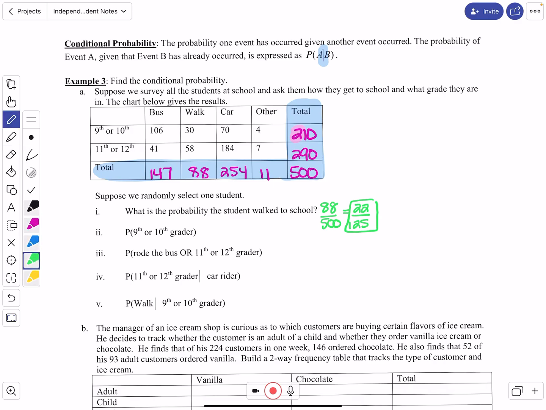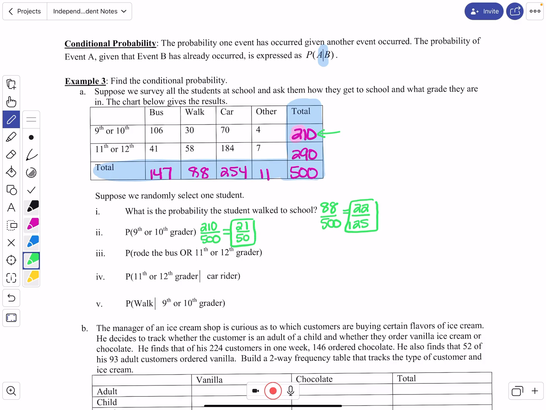All right, next one, the probability that they're a 9th or a 10th grader. So you look at the grand total. That's going to be right here, 210 out of the grand total of 500. And we reduce that fraction, so that's going to be 21 out of 50. Okay, so these are pretty easy to start off with.